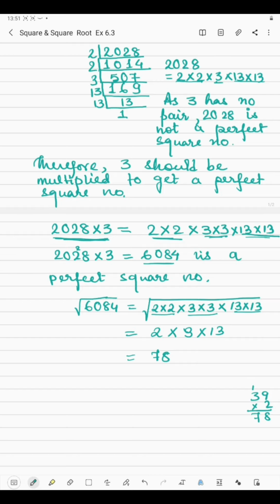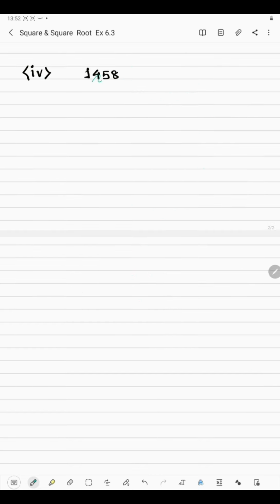Now coming to the next part. In the next part we have 1458. Again we will have to find the prime factors. Since the last digit is an even number, it will go by 2. So 2 sevens are 14, 2 twos are 4, 2 nines are 18. Now it won't be divisible by 2 further, so we'll check whether it is divisible by 3. If you find the sum of the digits, 7 plus 2 is 9, 9 plus 9 is 18. So 18 is divisible by 3. So we'll take 3 now. 3 twos are 6, 3 fours are 12, 3 threes are 9.